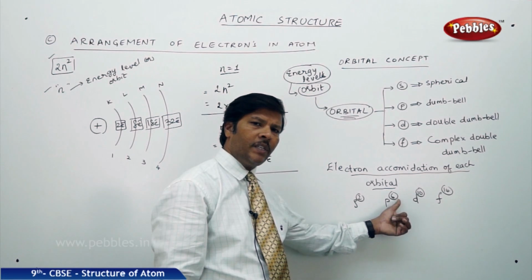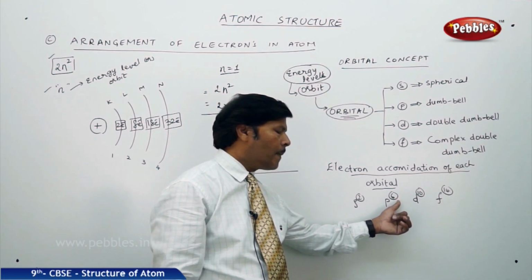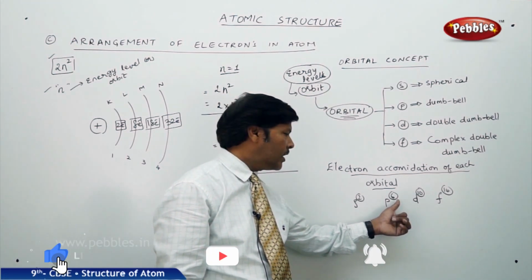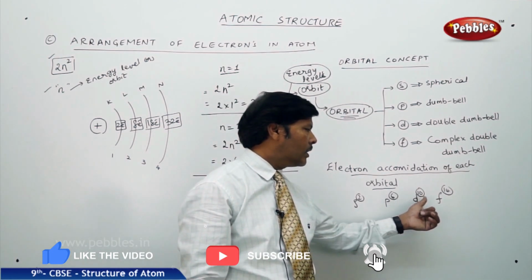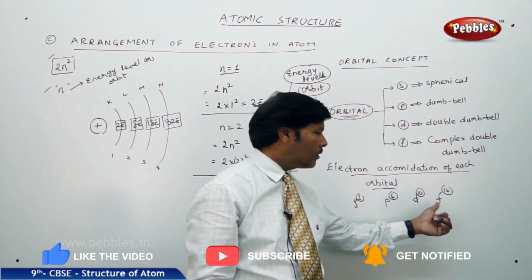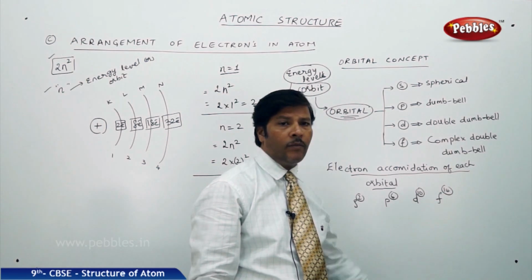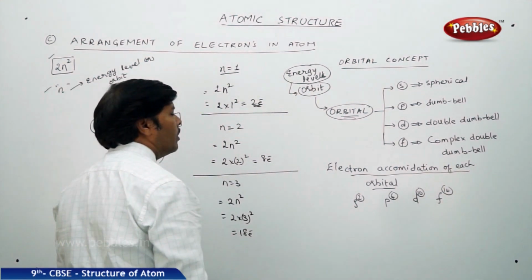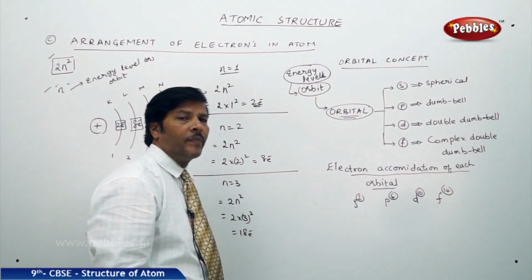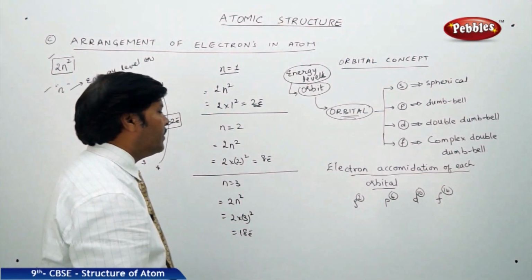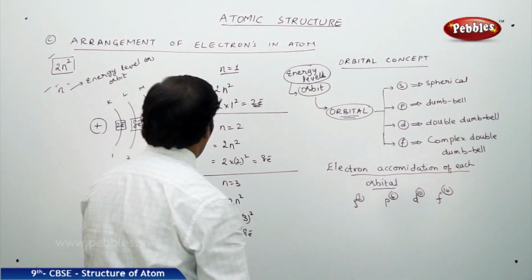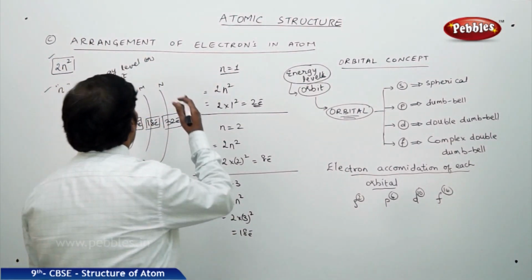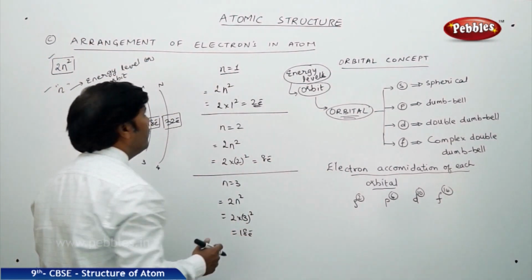If you are reading it as p6, it means the p sublevel or p orbital can accommodate 6 electrons, d sublevel or d orbitals can accommodate 10 electrons, and f sublevel or f orbitals can accommodate 14 electrons. A maximum of 14 electrons can be accommodated by the f orbital, and d orbitals can accommodate 10, and p6, s2. So based on this, here we can go for the distribution of electrons into various atoms.